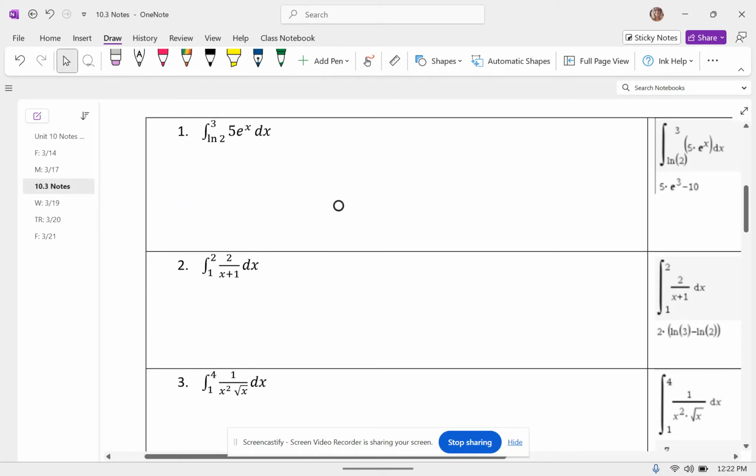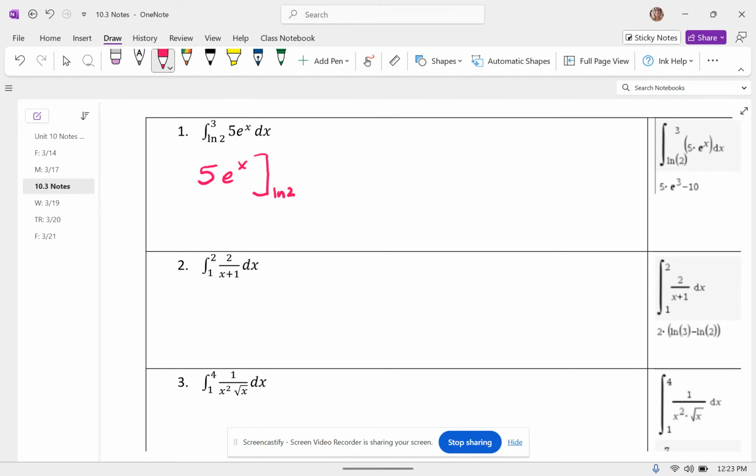So I have 5 times e to the x dx. When I integrate something like this, I end up with 5, right? He's a constant. He could either get pulled out front or you could just leave him in the integral. Either way, it's just 5 times e to the x at the end. And then he's being integrated from the ln of 2, which is the lower bound. Don't forget, ln of 2 is just a decimal.